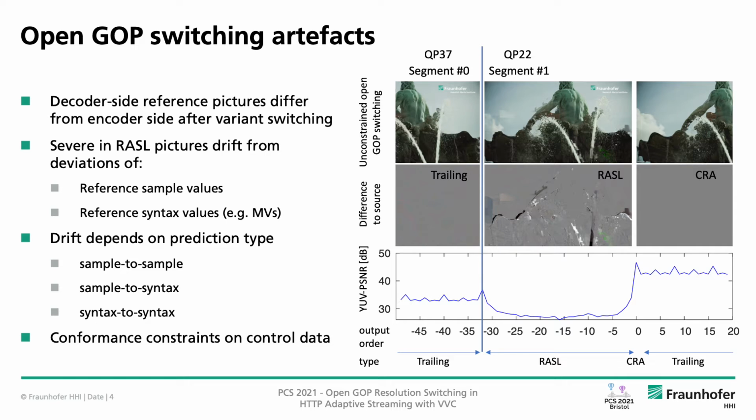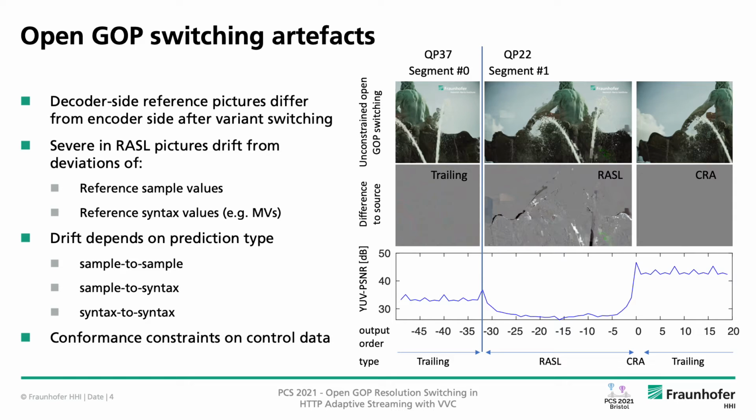And these stem from using different reference pictures now on decoder side after switching than what was used on encoder side during encoding. These reference pictures do not only differ in terms of the actual reconstructed sample values, but they also have completely different syntax, different motion vectors, different partitioning, and so on. So using them as prediction source will ultimately lead to prediction drift, of course.